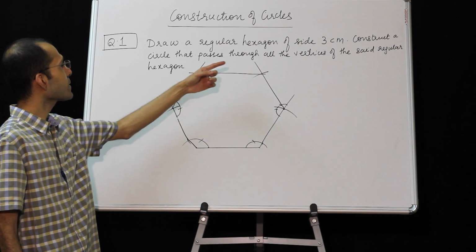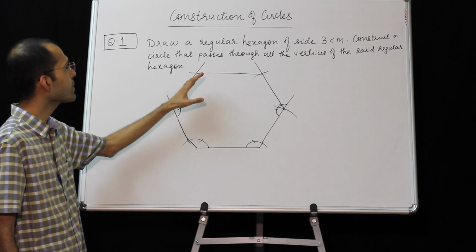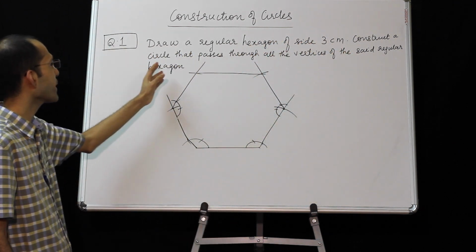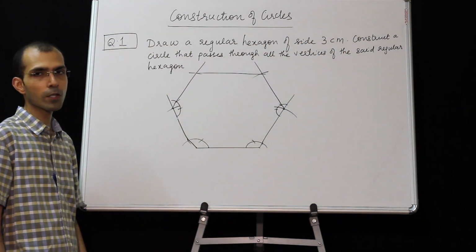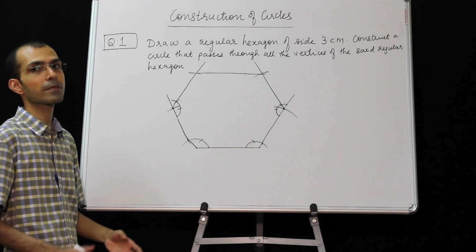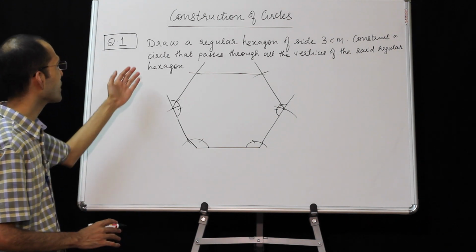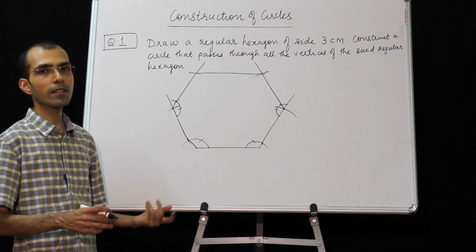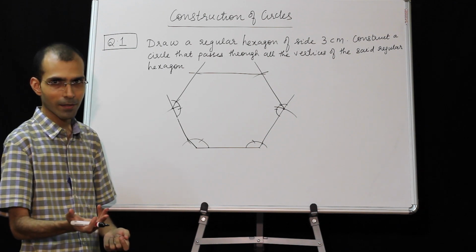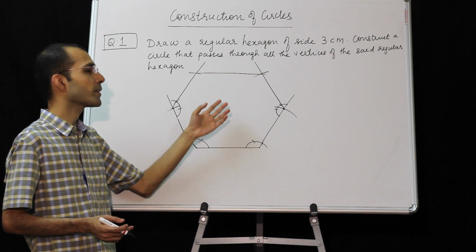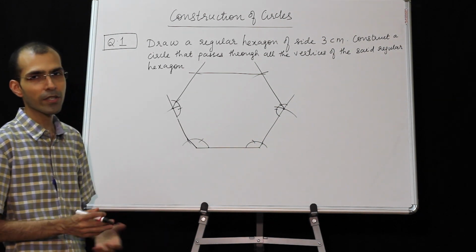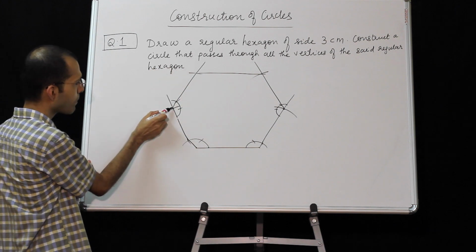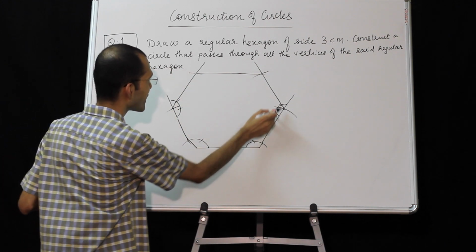Now construct a circle that passes through all the vertices of the said regular hexagon. So what will this be? Circumcircle. So either the question can be framed like this, or they can say construct a circumcircle for the said regular hexagon. Anyways, the question can be framed. So now we need a circle which passes through all the vertices.